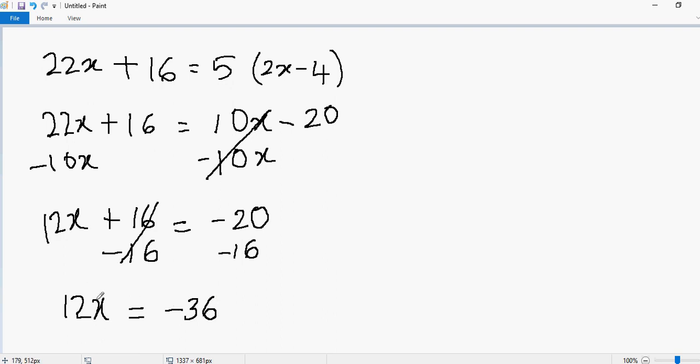Now you see that the coefficient of x is 12. Now you have to be careful. Whenever you have the coefficient with the variable, you have to divide. So this time again, we're going to divide by 12 on both sides to isolate x. So 12 and 12 cancel out each other. On the left-hand side, we have x, and on the right-hand side, we have negative 36 over 12.